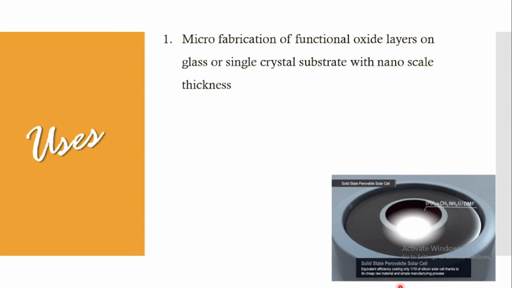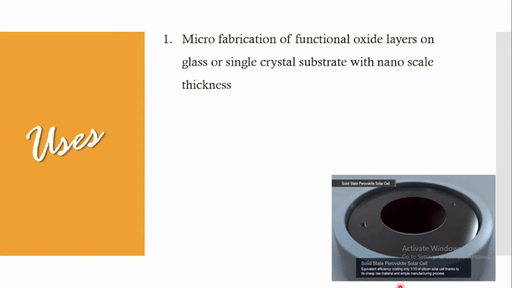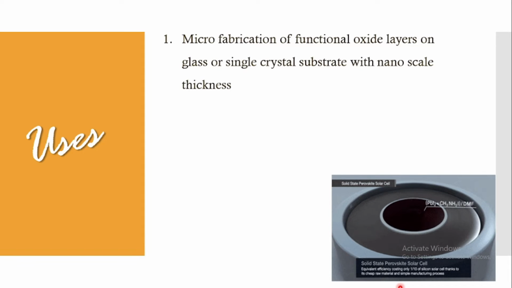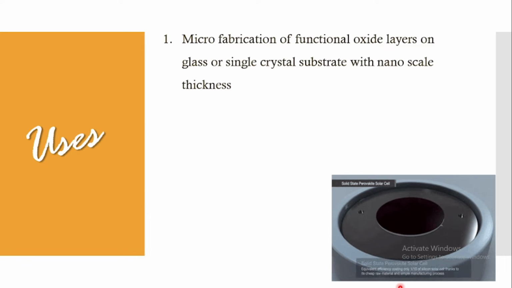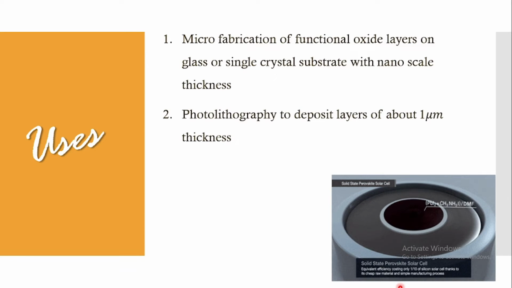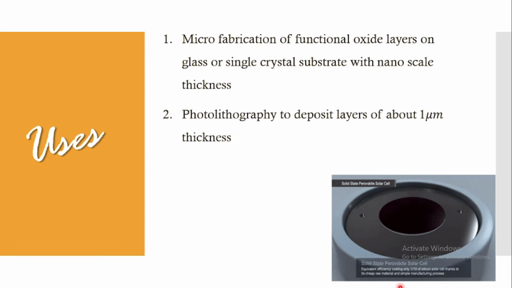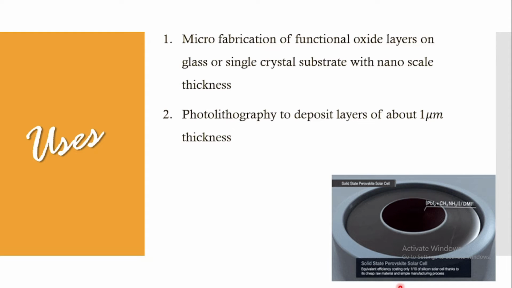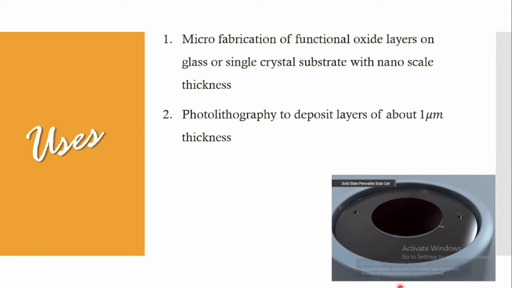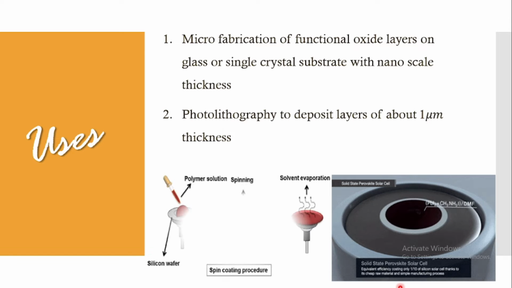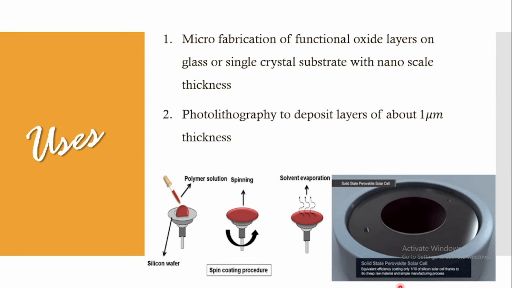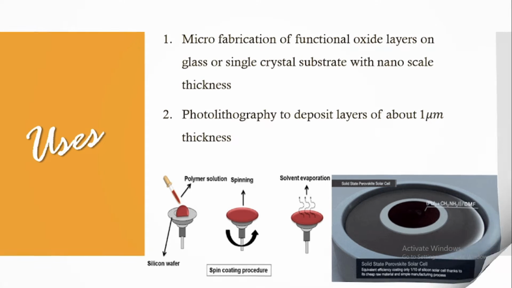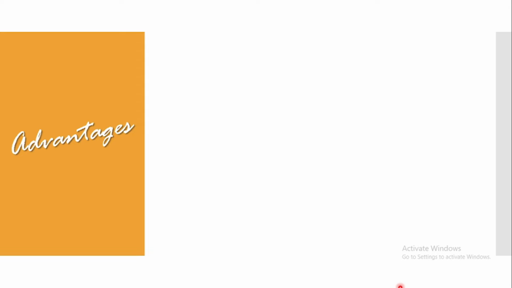So different materials, it may be a perovskite material which can be used for solar cell fabrication, there also the spin coating process can be utilized. It is also intensively used in photolithography to deposit layers of photoresist of generally about 1 micrometer thickness. So in this manner, a number of uses of the spin coating method are there. It can even be used for coating the substrate using some polymers or any type of material. Then moving to the last part, that is, advantages and disadvantages.